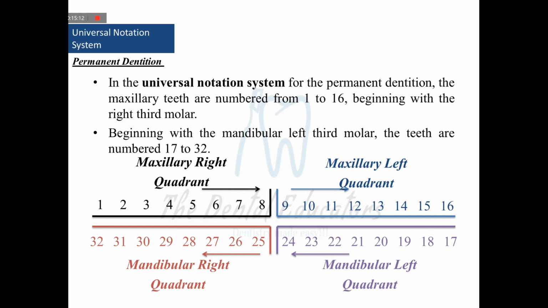Now, the thing which comes to our mind, why are we using the numbers in the permanent dentition, not the alphabets? The reason behind not using the alphabet is that as per the alphabetical order, we don't have 32 alphabets. So we use numbers to identify or to mark each of the permanent teeth. But we do have enough alphabets for the deciduous dentition, which has 20 teeth. So we mark the deciduous teeth with the alphabets rather than using the numbers.